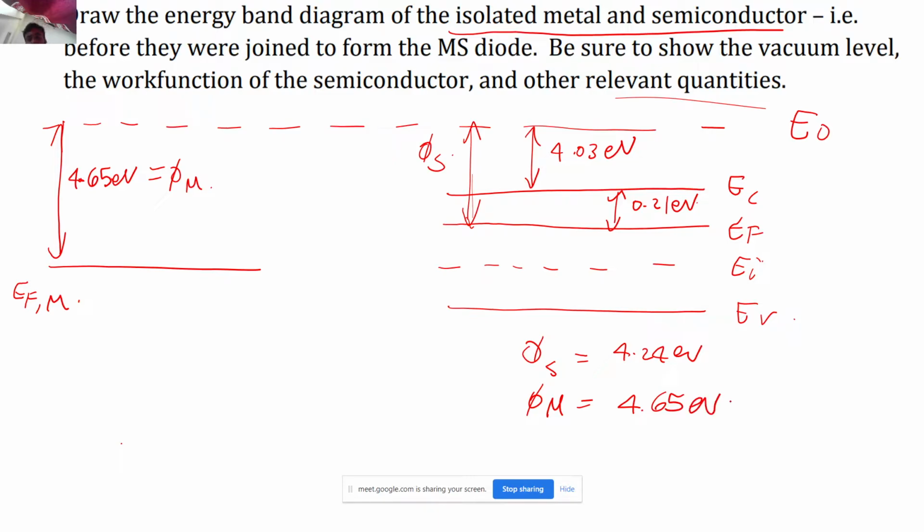4.65 electron volts. Now just one more question. The reason why I asked you to draw this is because I just wanted to ask one more question. So just tell me whether this is a rectifying contact or an ohmic contact, and how are you going to check it?